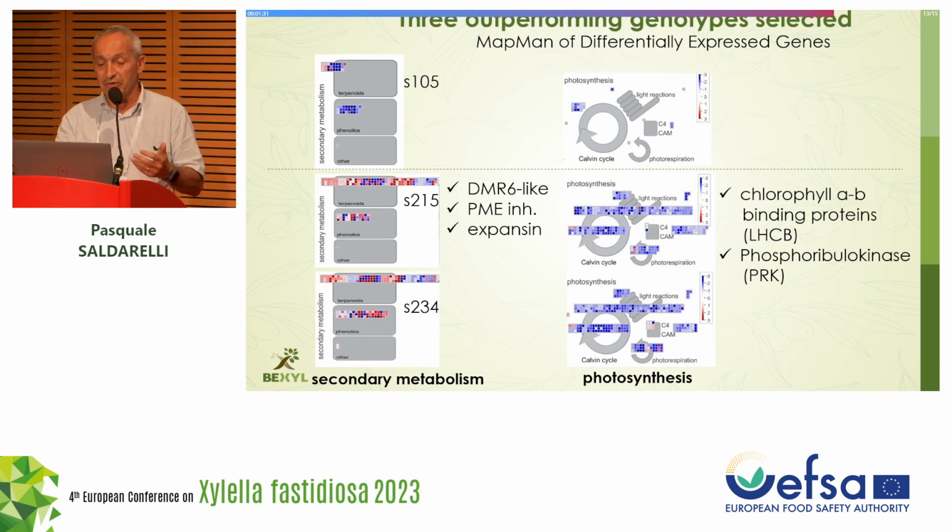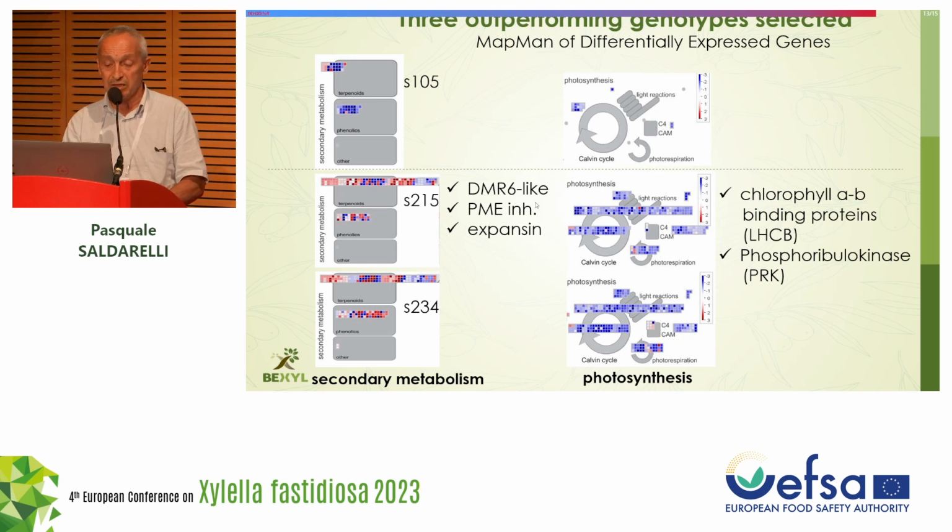And also we observed a complex, different response among the three genotypes. In two of them we observed a decrease of the photosynthesis, mainly genes related to the photosystem 2, while in two of them an increase of another susceptibility gene, the downy mildew resistance-like genes.